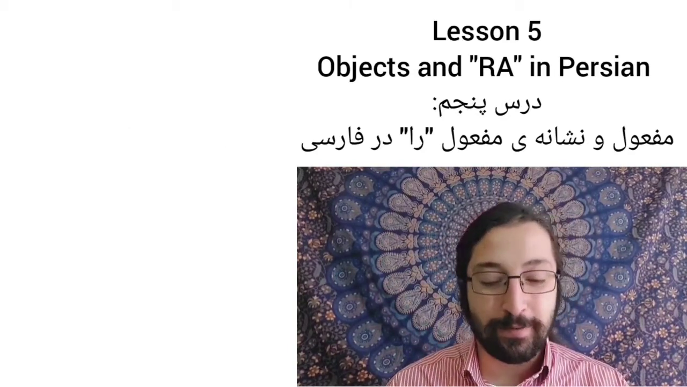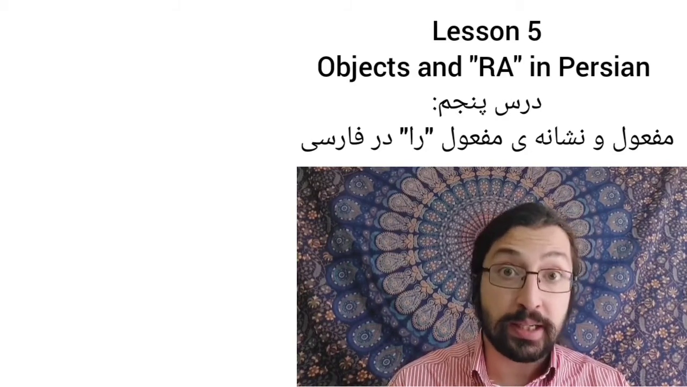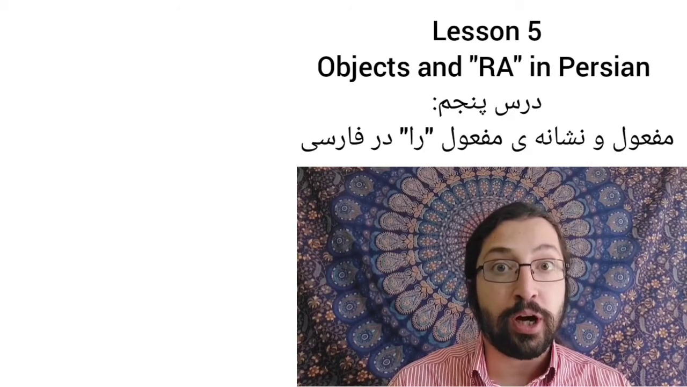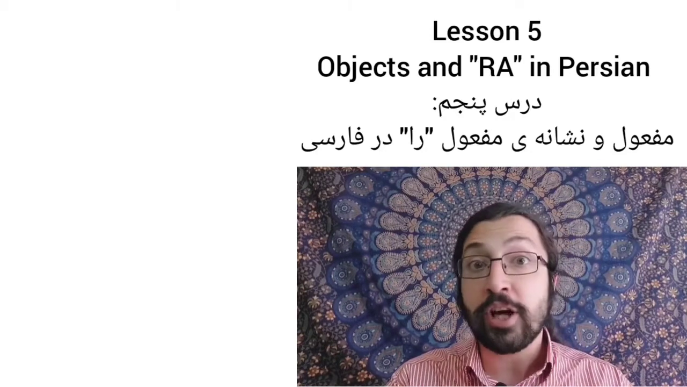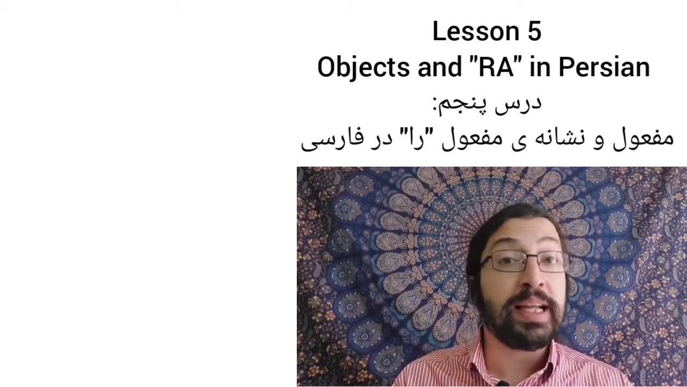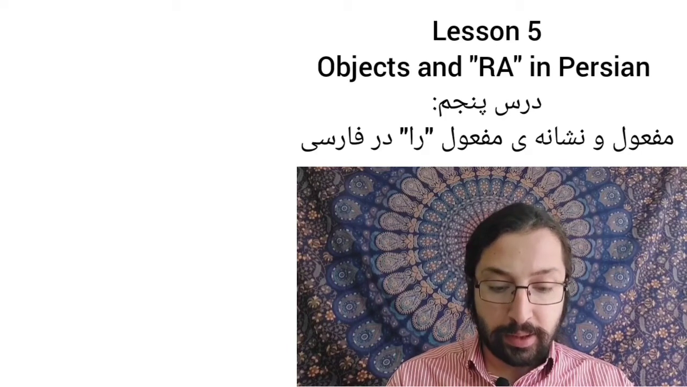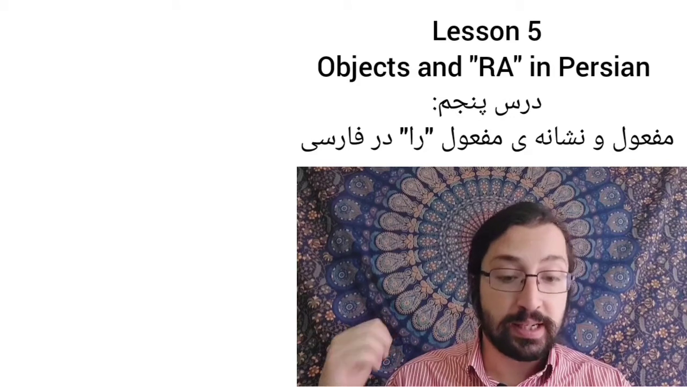Welcome to lesson 5. So everyone, today we're going to talk about objects in Farsi. As you know, in many languages we have two types of objects. One type is the definite type and the other type is the indefinite type. So let's start with some sentences from the previous lessons, okay?